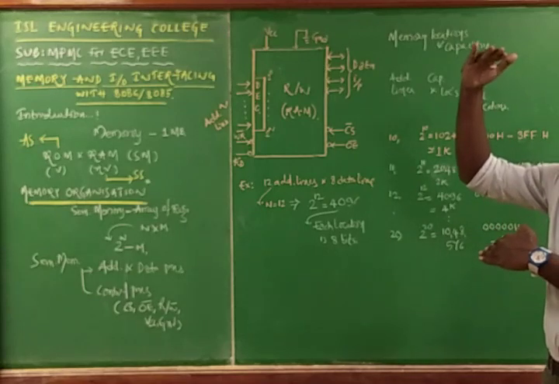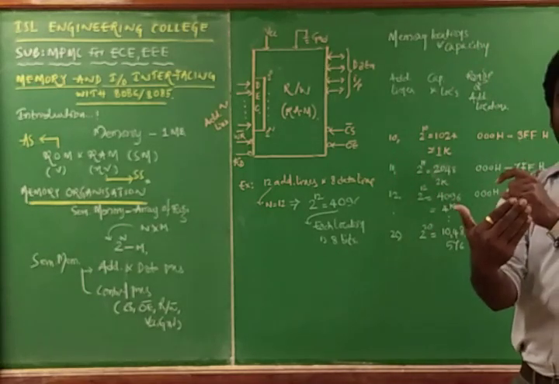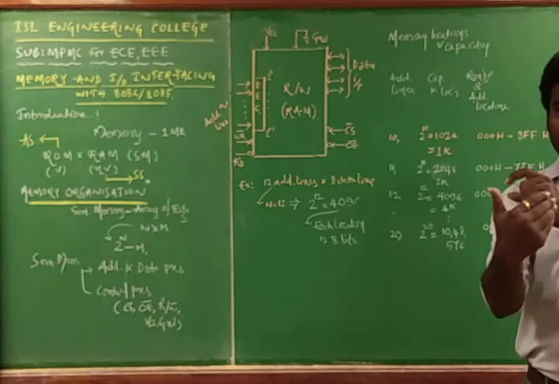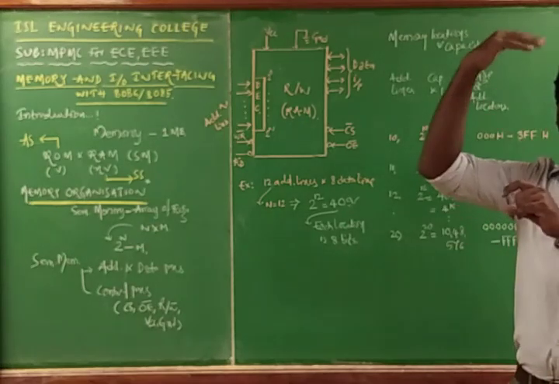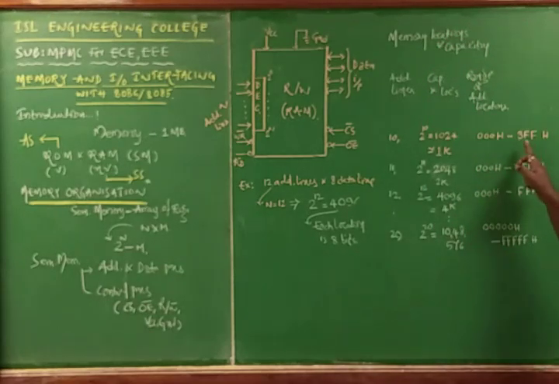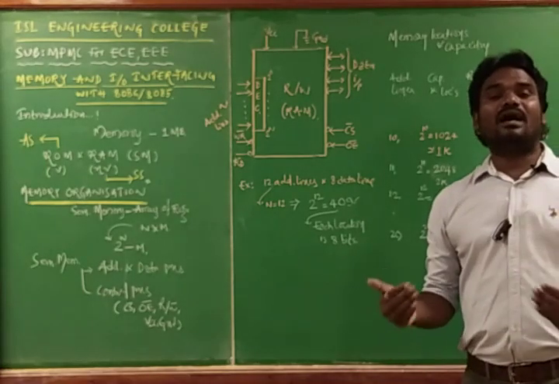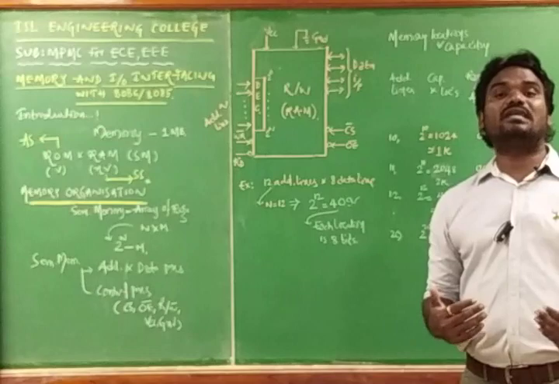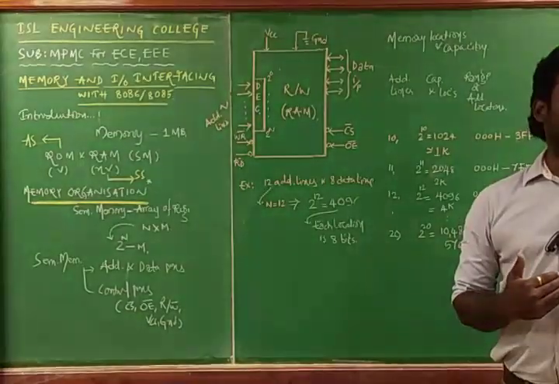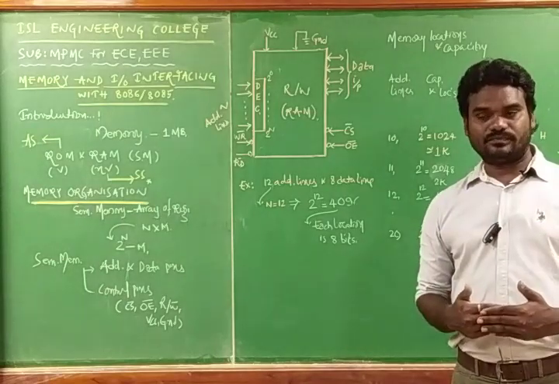1024 memory locations it can have, and each location will be assigned one specific address. If that address starts with 000, the 1024th location will end with the address 3FFH. H stands for hexadecimal number, because the 8086 microprocessor deals with 16-bit data, so all the numbers it can accept are in hexadecimal.